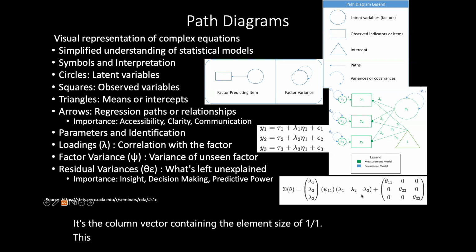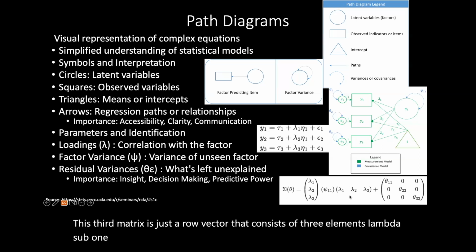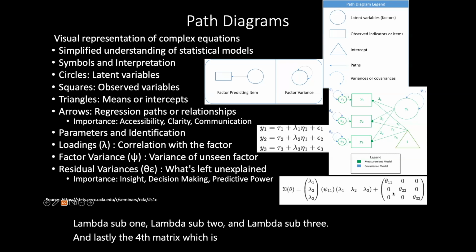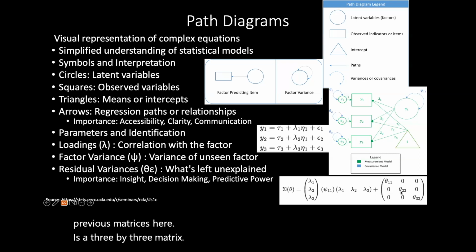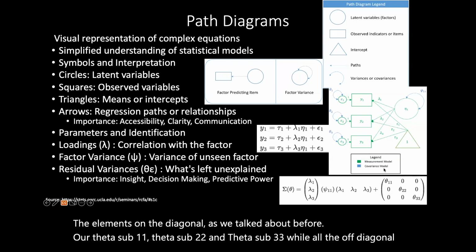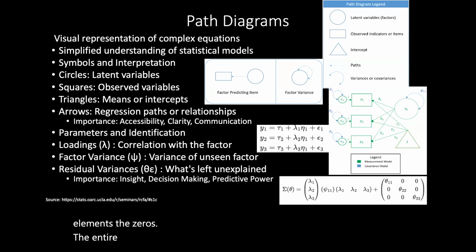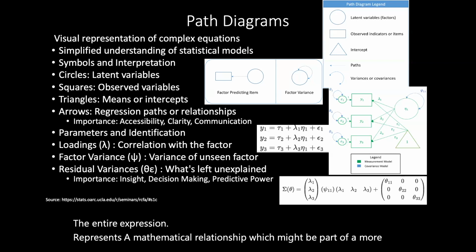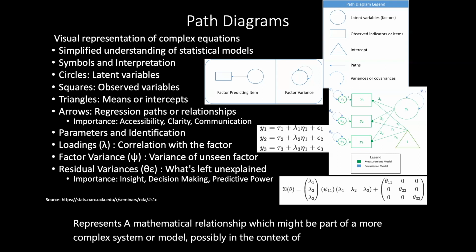This third matrix is just a row vector that consists of three elements, lambda sub 1, lambda sub 2, and lambda sub 3. And lastly, the fourth matrix, which is being added to the product of the previous matrices here, is a 3 by 3 matrix. The elements on the diagonal, as we talked about before, are theta sub 1,1, theta sub 2,2, and theta sub 3,3. Here are the off-diagonal elements, the zeros. The entire expression represents a mathematical relationship, which might be part of a more complex system or model, possibly in the context of statistics or some other scientific field.